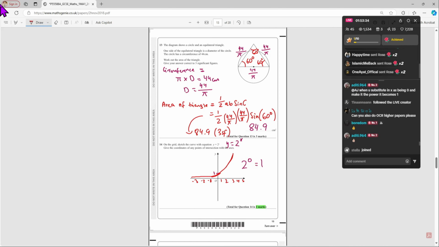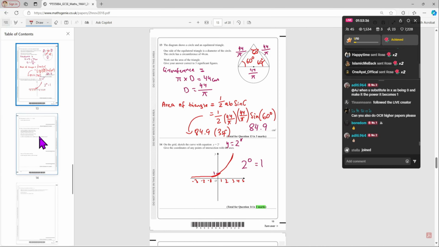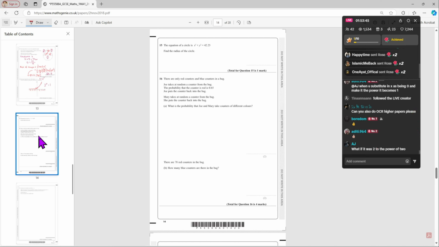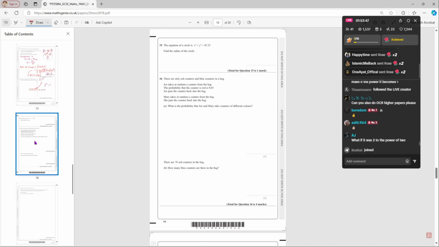So, question number 15. The equation of a circle x squared plus y squared is equal to 42.25. Find the radius of the circle. What if it was 2 to the power of 2? Then because 2 to the power of 2 is 4, the y intercept will be 4, okay?